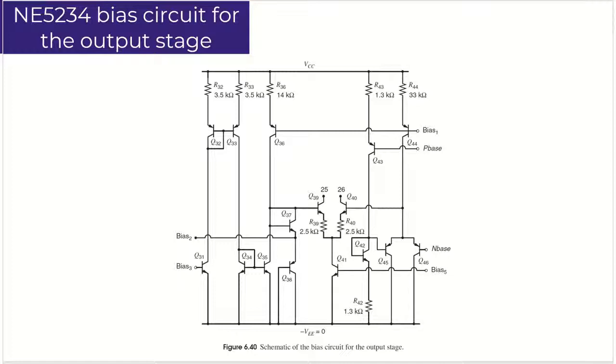This is the bias circuit for the output stage. In a class AB common collector output stage, the product of the currents is a constant. In the NE5234 amp, the transistor can never turn off. The collector current.